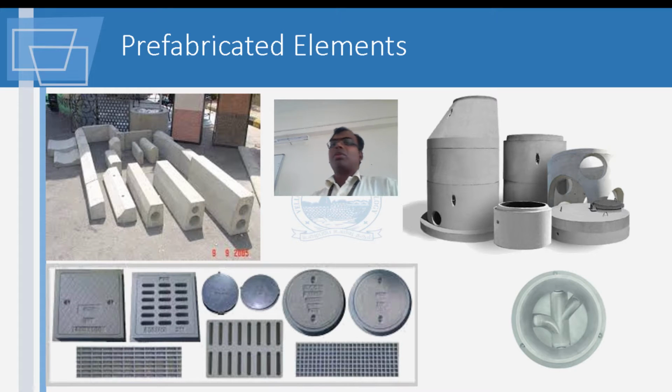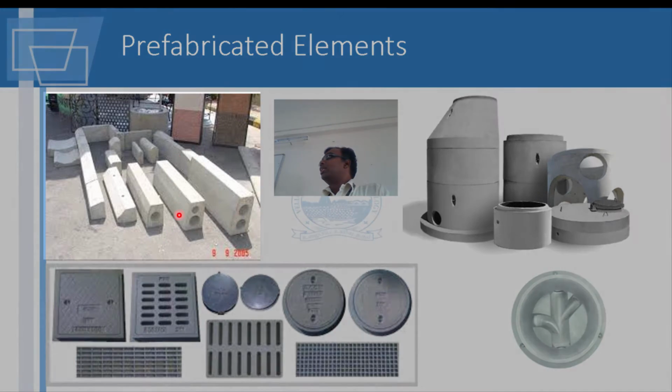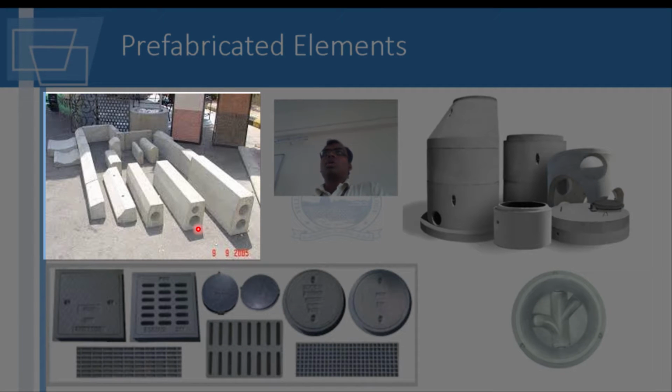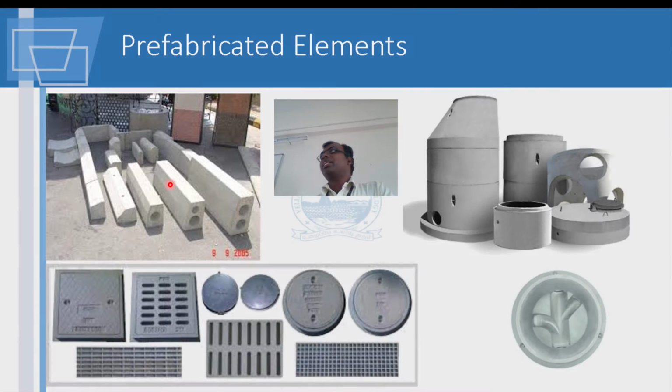So these are some of the prefabricated elements which we come across in day-to-day life. What are these? These are nothing but the road curbstones. If you see, there's a hole in the middle, usually they'll use this for sending the cables and all such things through. So this is one advantage which you have, like it is already cast in some other place, you just have to come and place it.